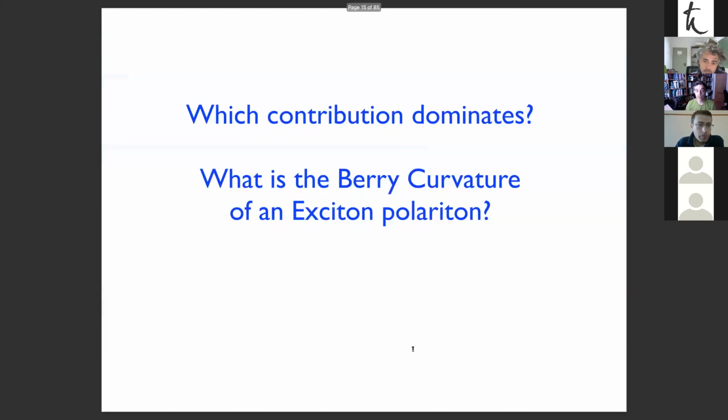So actually, the origin of the work that we did is which contribution dominates, and actually what is the Berry curvature of the exciton polariton.